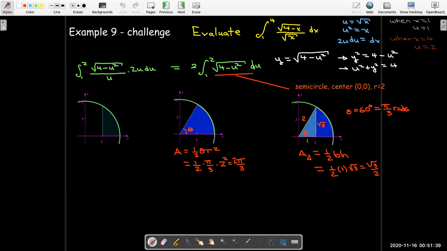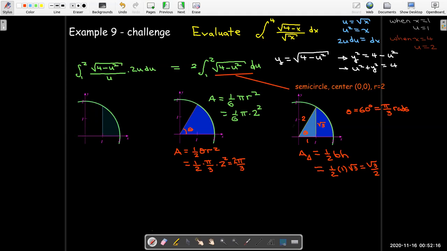Now note, I don't really need trigonometry because 60 degrees means that 60 is 1/6 of 360. And so really this should be 1/6 of the area of a circle. So the other way I could have calculated this is taking 1/6 pi r squared. And so that would give me 1/6 pi times 2 squared, which still gives me 2 pi over 3.